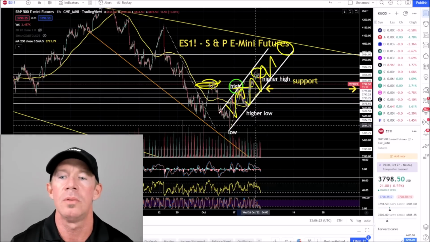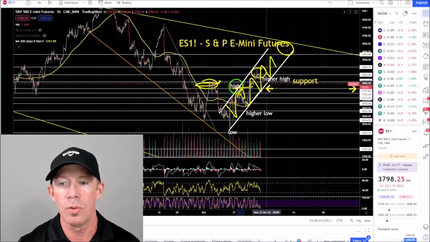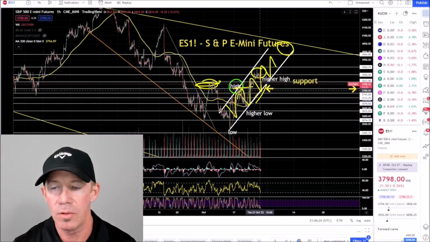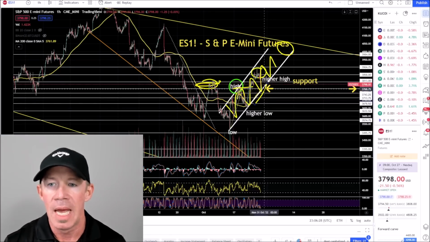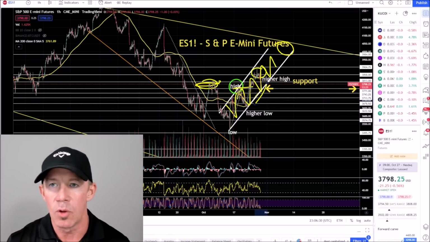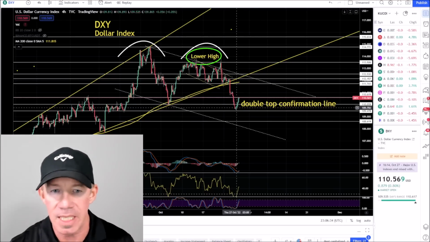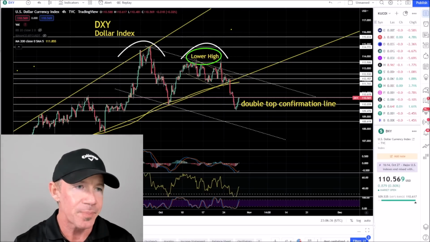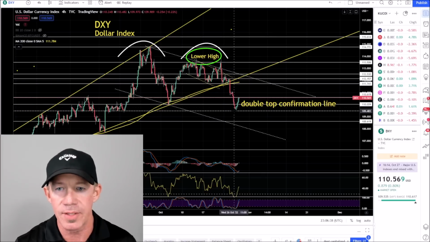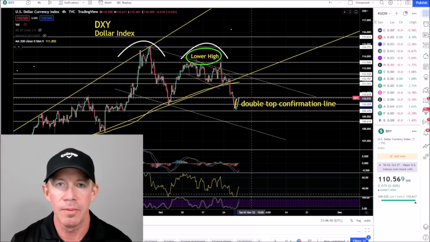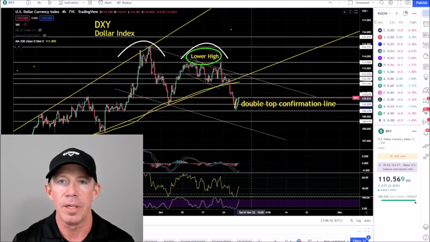So not a disaster, but you lose this level, you lose this trend line, and Bitcoin's in even more trouble. So the dollar index, we talked about this double top idea, the double top confirmation. So you're in a situation where the dollar bounced. Dollar bounced, Bitcoin dropped, stocks drop, period.